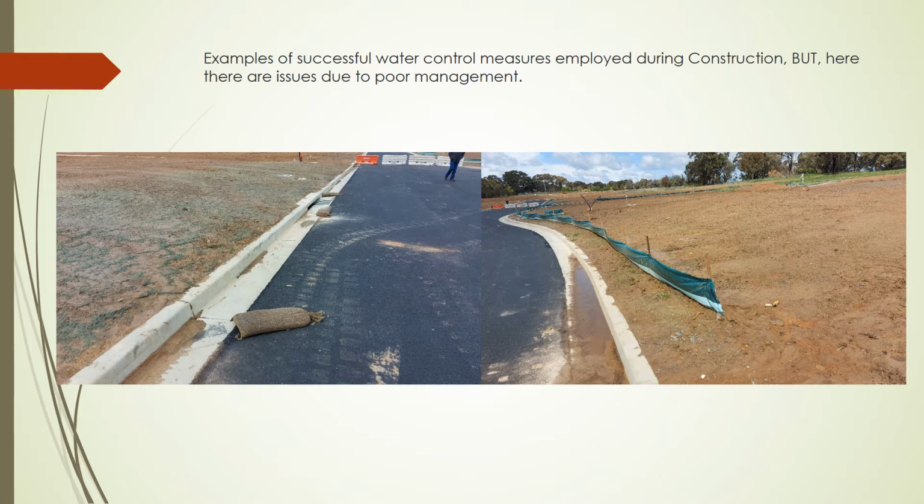Here are some examples of successful water control measures, but there are some issues due to poor management, which is the key with these. Picture left shows us some sandbanks that were working effectively, but they were moved to allow some movement of plant through the area, and you're actually seeing where the sediment that had dropped out has now been able to enter the stormwater system, which is something we didn't want to see.